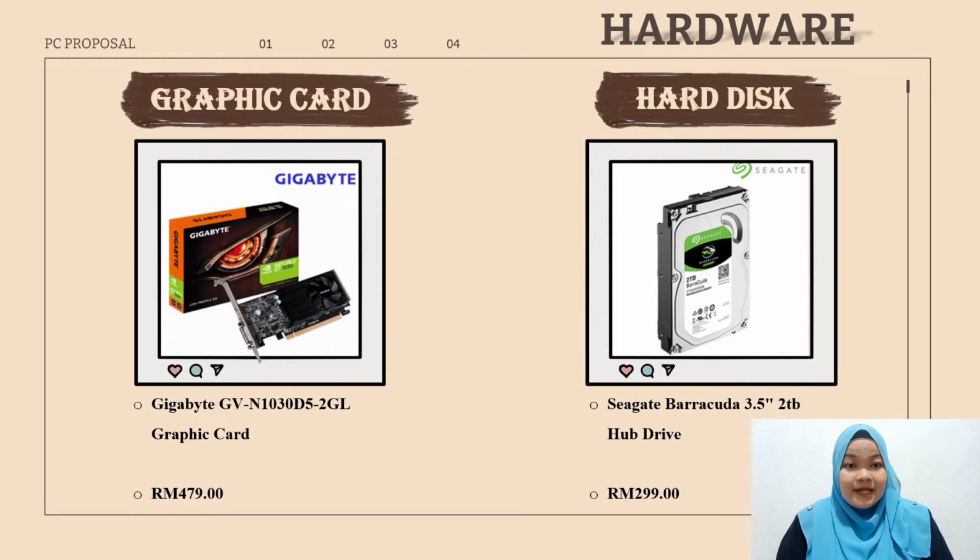The third hardware is the graphic card. We choose and suggest to Alia the graphic card, which is the Gigabyte GV-N1030D5-2GL graphic card. This graphic card has specifications powered by NVIDIA GeForce GT 1030 integrated with 2GB GDDR5 64-bit memory, one-click overclocking via AORUS Graphics Engine, and lastly, it saves more space to fit slim and smaller systems with a low profile design with one slot and 150mm card length. The price for this graphic card is also affordable because it's just 479 only, and it can be used for a long time.